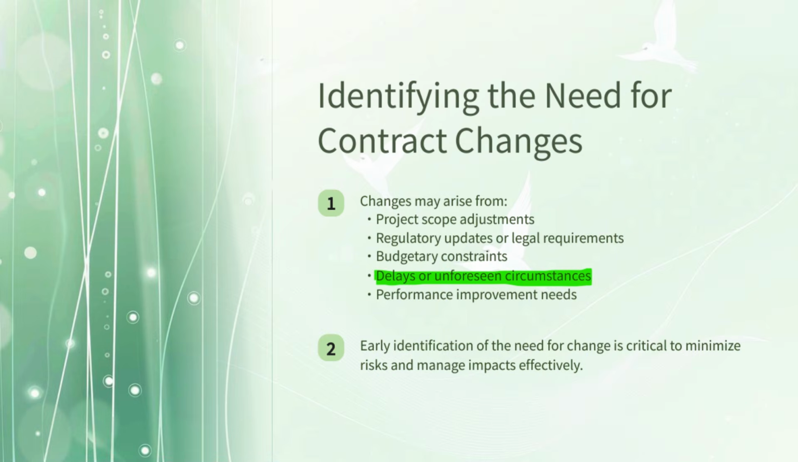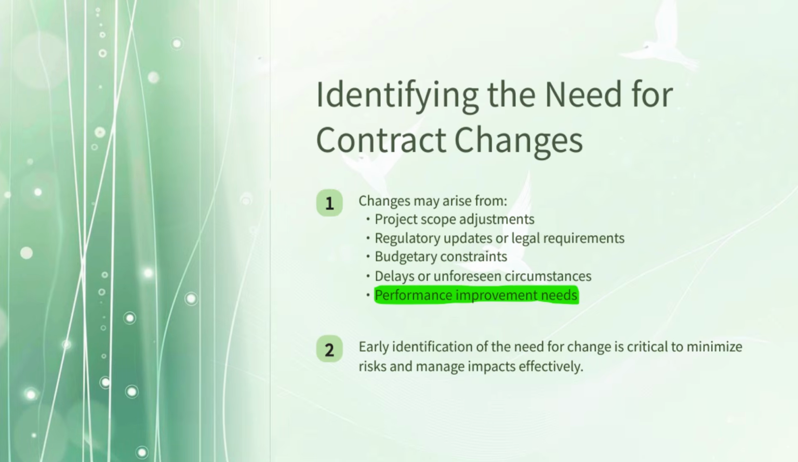Another common reason is delays or unforeseen circumstances. Unexpected events such as supply chain disruption, labor shortage, equipment failures, or extreme weather conditions can affect timelines and resource availability. To manage such challenges, the contract may need modification, for example, to extend deadlines, adjust costs, or update responsibilities.